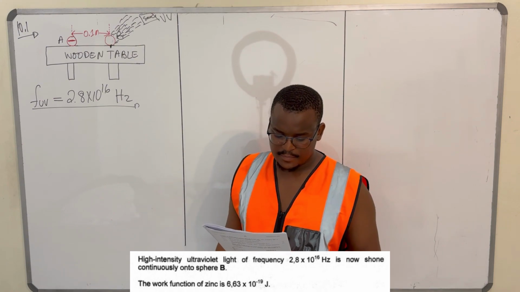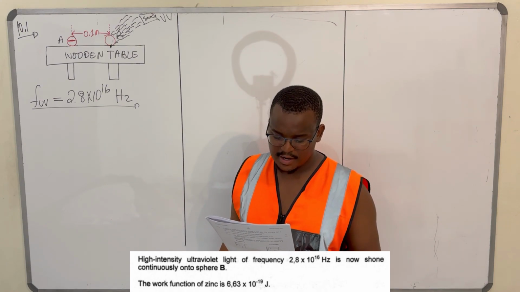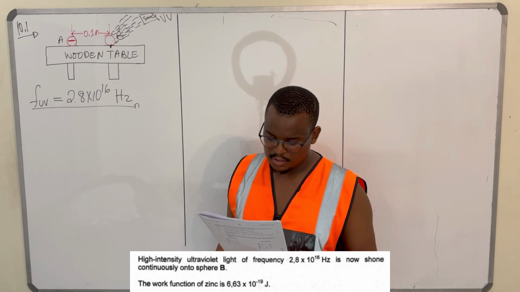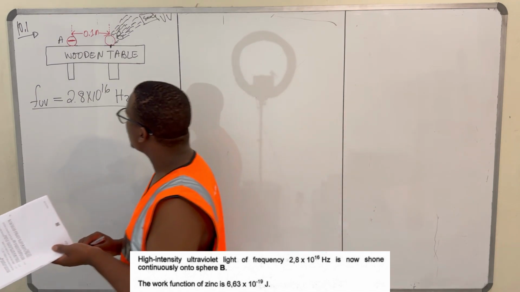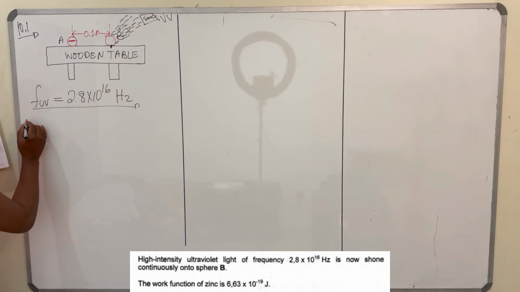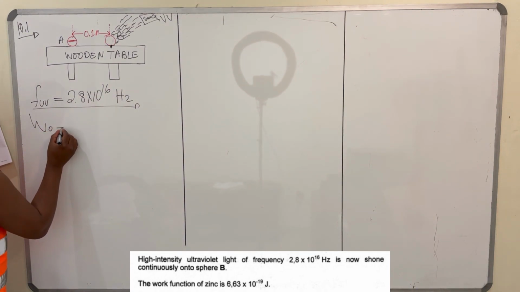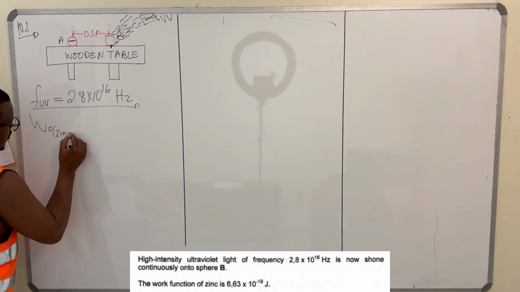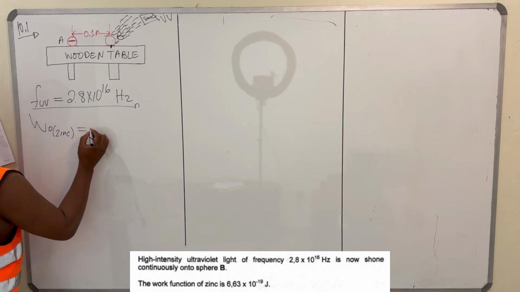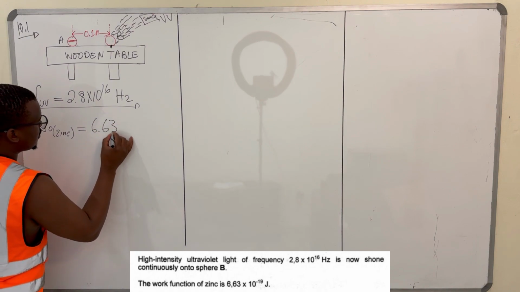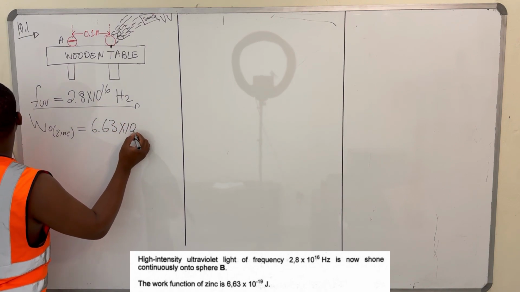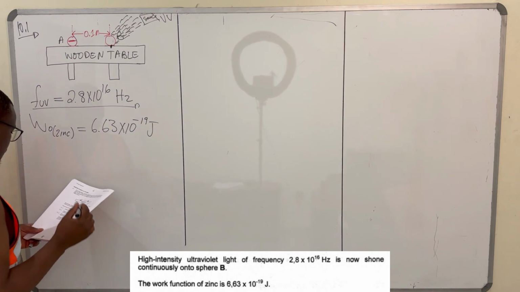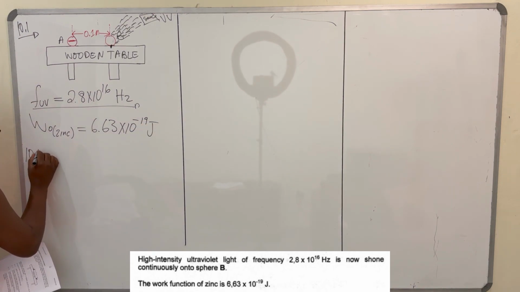So they are saying the work function of the zinc is 6.63 times 10 to the minus 19 joules. So we are told that the work function of zinc is 6.63 times 10 to the minus 19 joules. No problem. Then we go to 10.1.1.